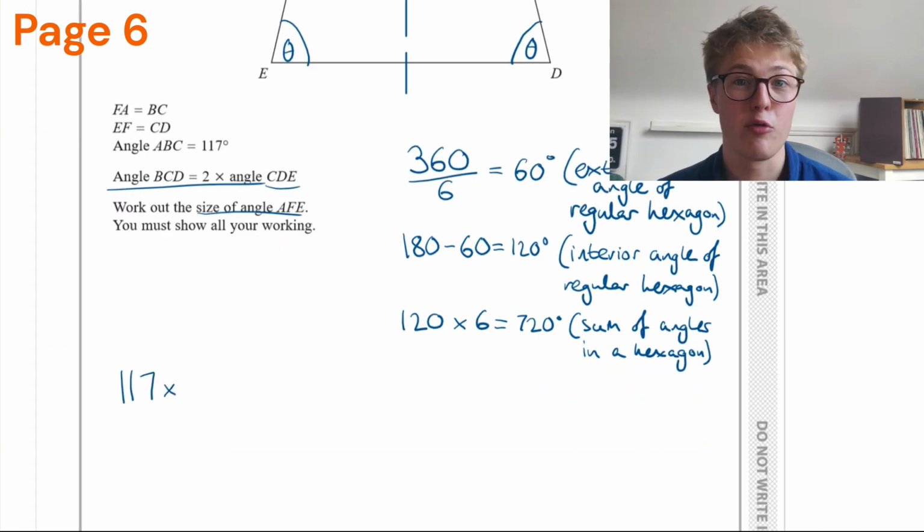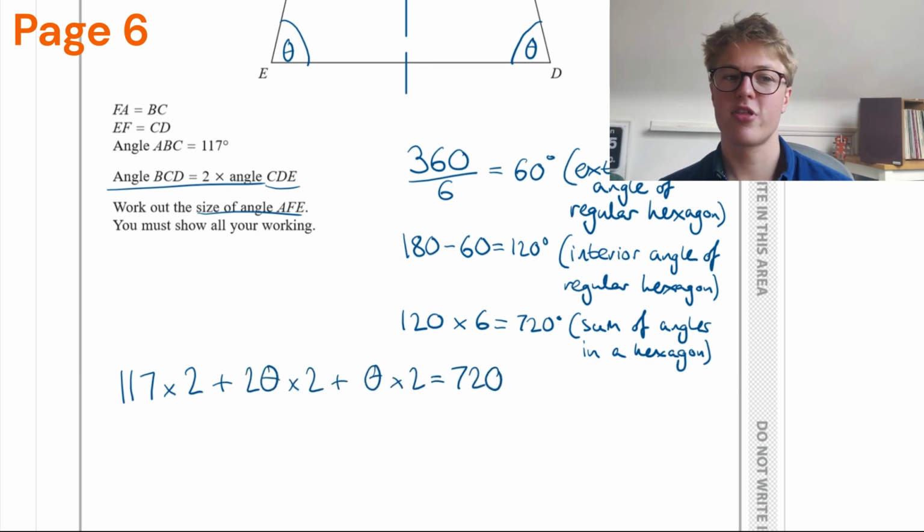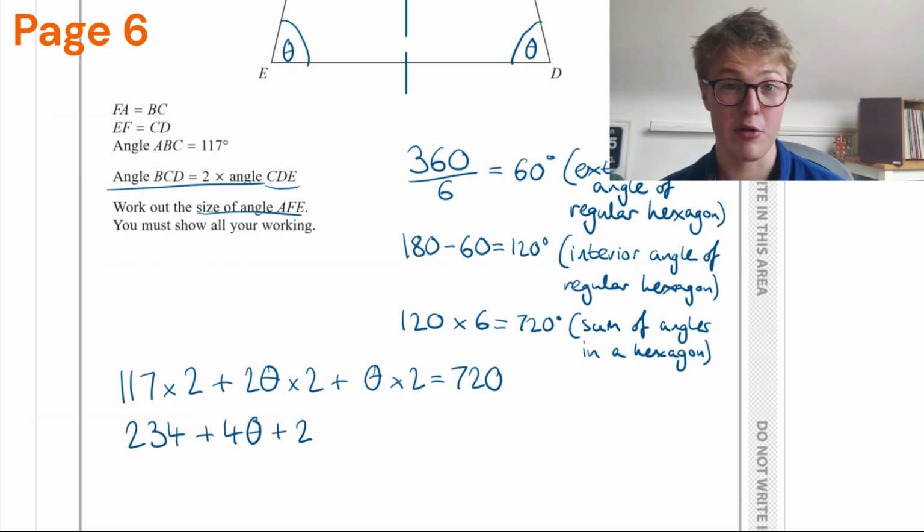So now that I've got my angles added up within a hexagon, I can use algebra to figure out the rest. So 117 times 2 plus 2 theta times 2 plus theta times 2 equals 720.